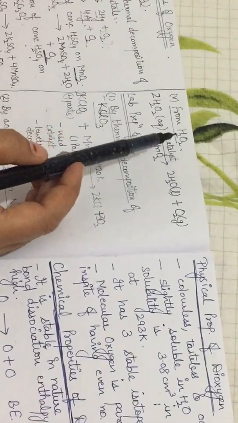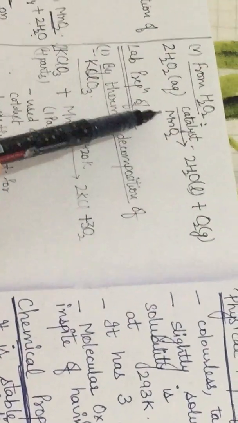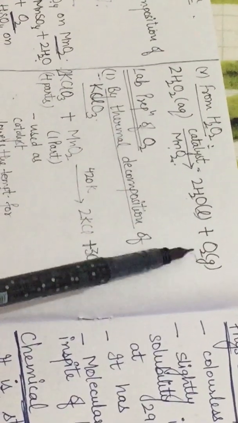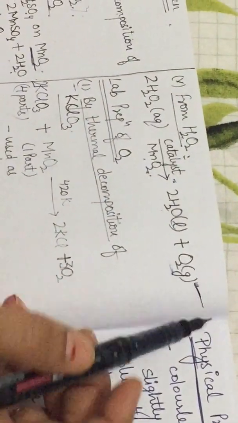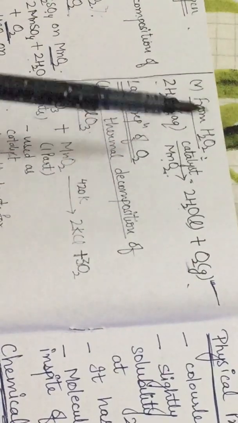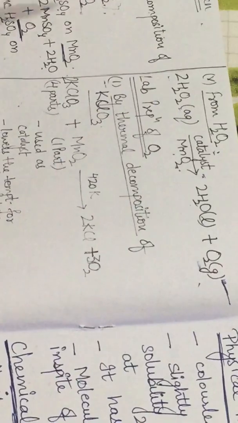The next method is from hydrogen peroxide. Decomposition of hydrogen peroxide in the presence of the catalyst manganese dioxide will produce water as well as oxygen. This reaction you have also done in redox reactions. This is an example of a disproportionation reaction of hydrogen peroxide. So these were the methods of preparation of oxygen.